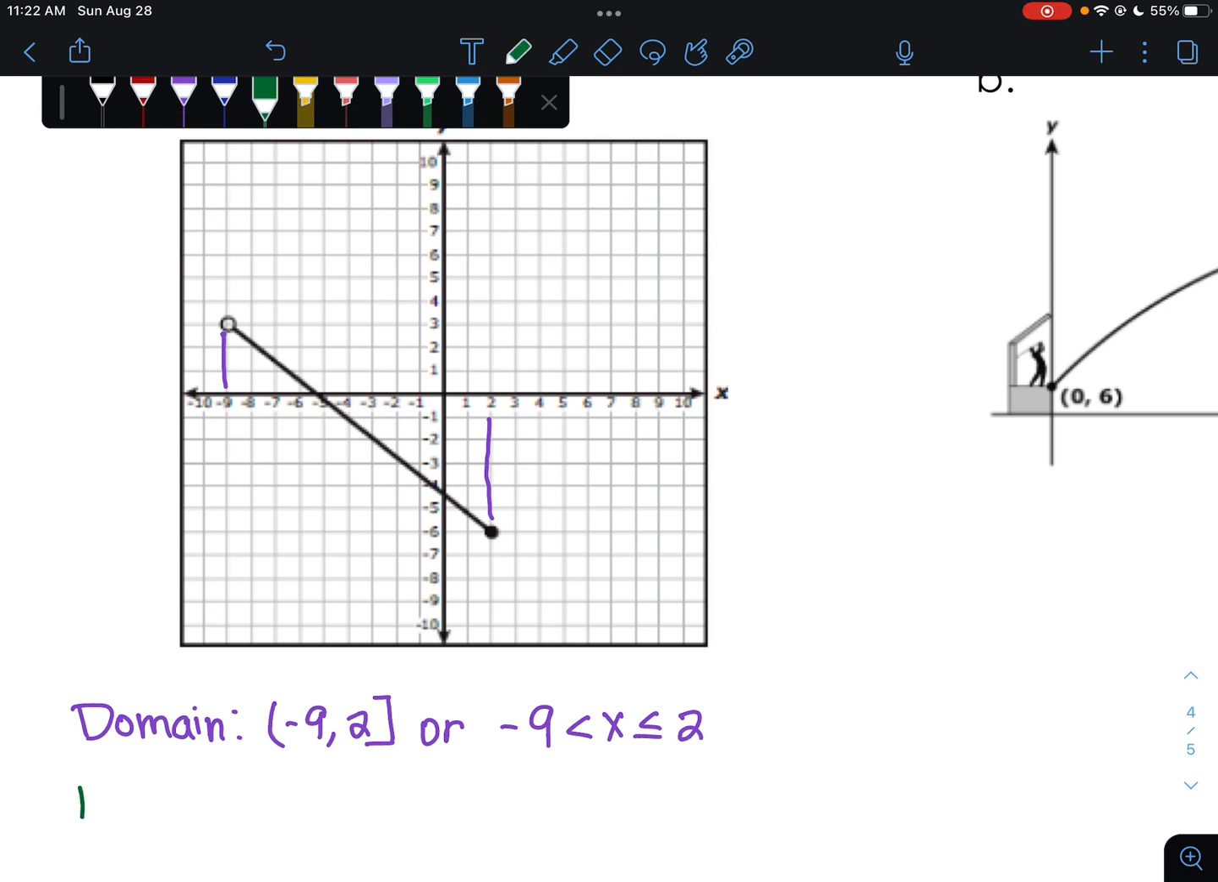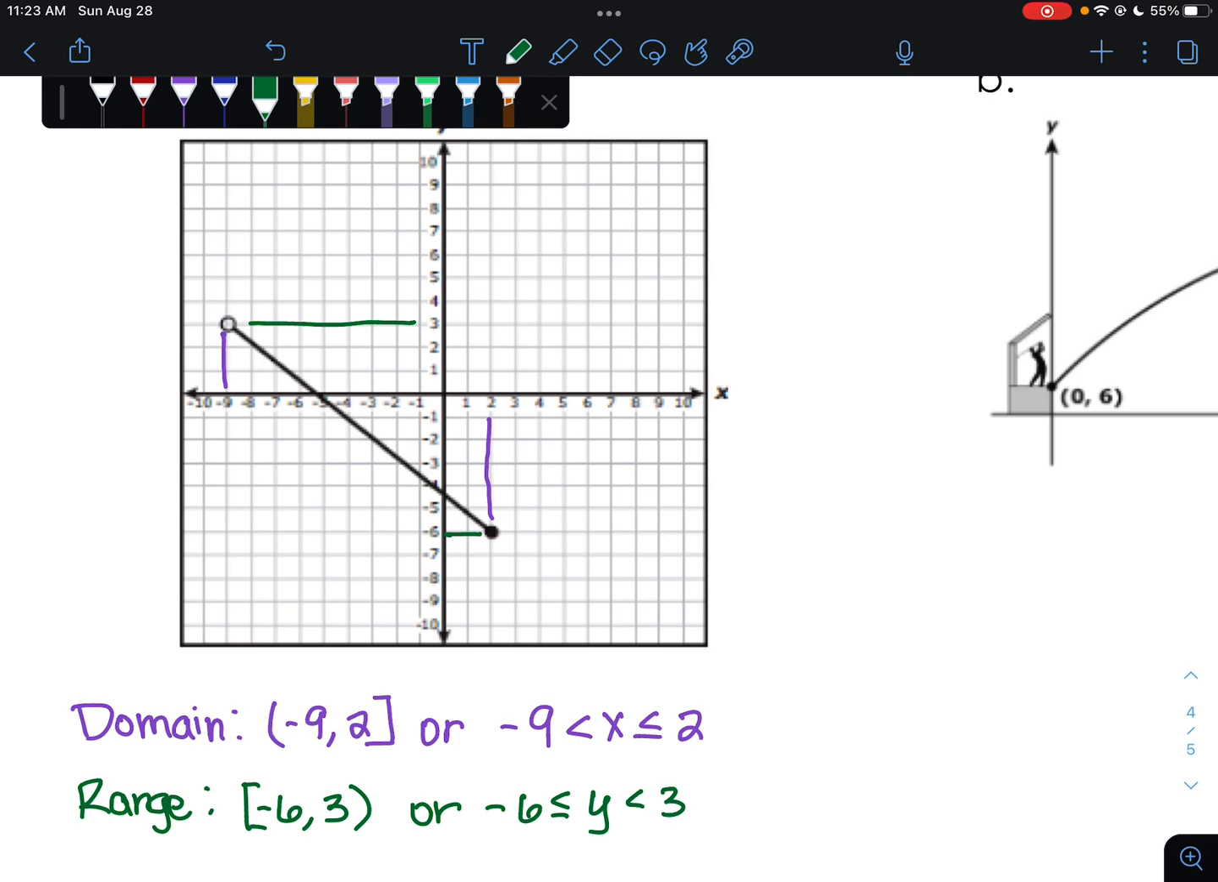My range is my y values, and so we go from the bottom to the top. So from the bottom, it's starting at -6. From the top, it's ending at 3. So I would have -6 because it has a closed circle, to 3 with the parentheses because it has an open circle. Or we would say -6 with a line underneath, a y in the middle, and 3 with no line underneath. Those are the same things.